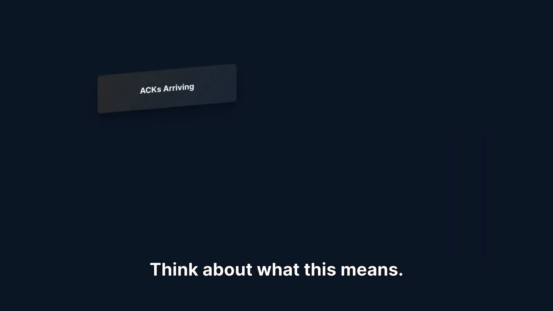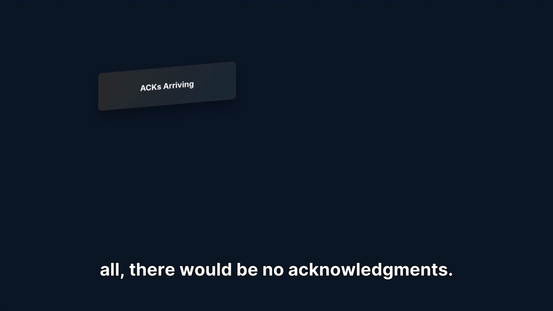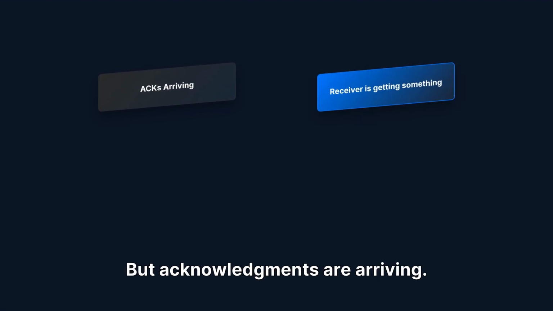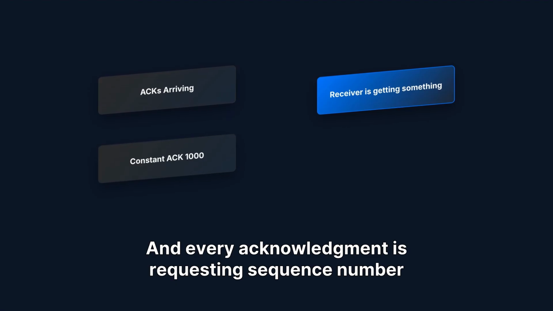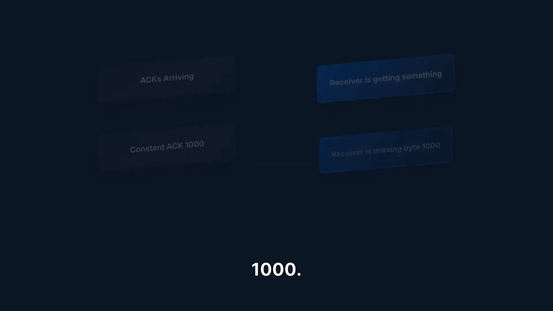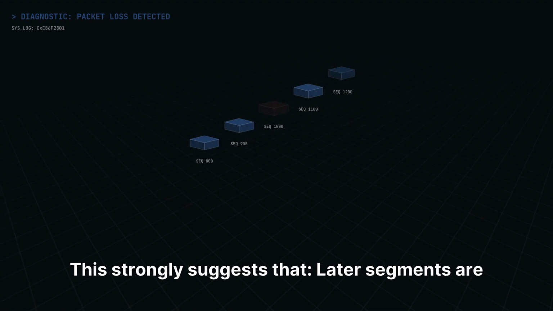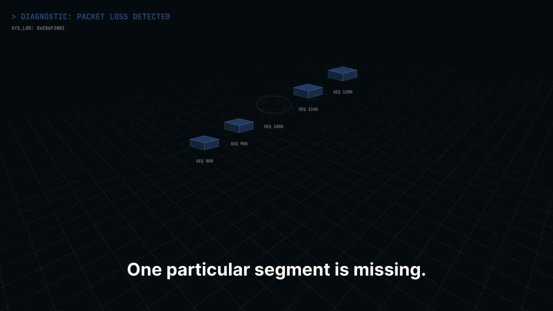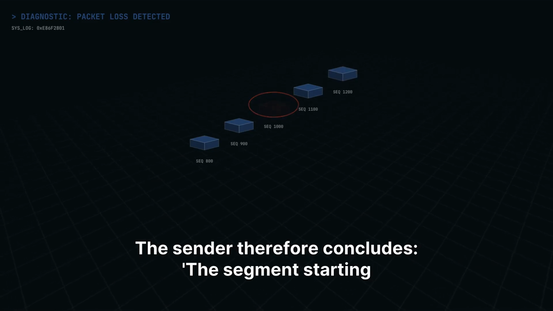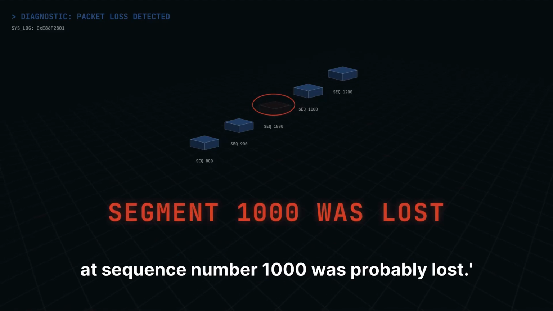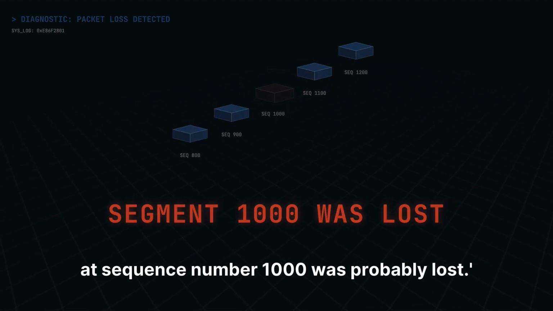Think about what this means. If the receiver were receiving nothing at all, there would be no acknowledgements. But acknowledgements are arriving, and every acknowledgement is requesting sequence number 1000. This strongly suggests that later segments are reaching the receiver. One particular segment is missing. The sender therefore concludes the segment starting at sequence number 1000 was probably lost.